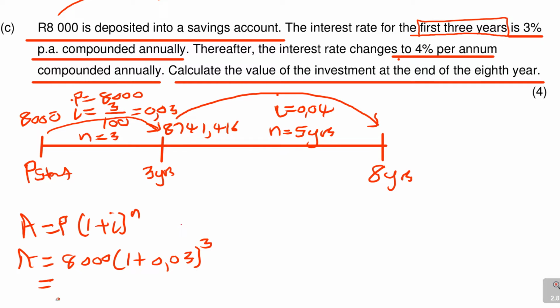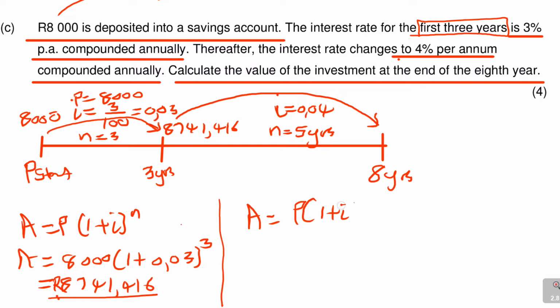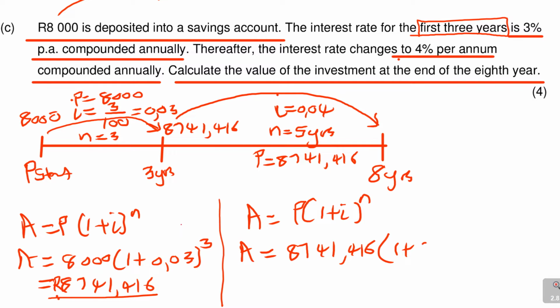So you do the same thing here. Let me write this one. It was 8741,416. I hope I wrote the 416 properly. Remember, this is money. Now we go back again. A is equal to P(1 + i) to the power of n. Our P now, we are starting with what? 8741,416. That's the trick there. So you're going to say A is equal to 8741,416. Are you with me? And then from there, (1 + 0,04) to the power of 5.